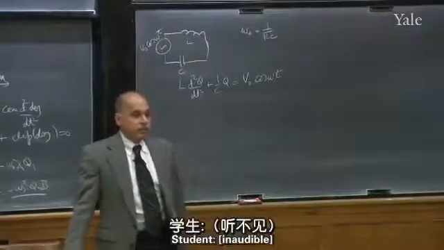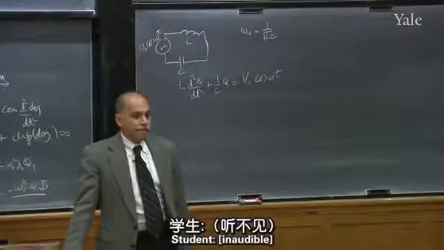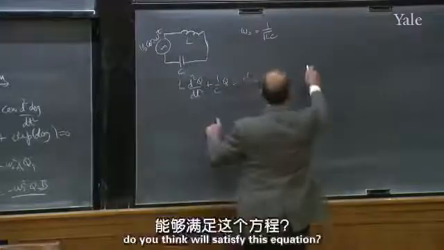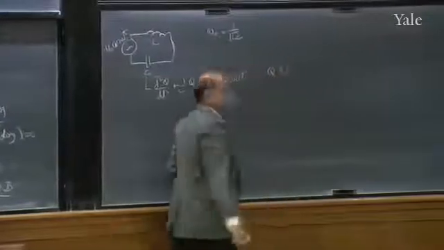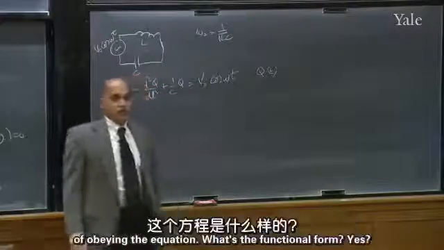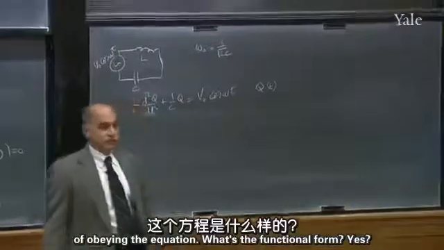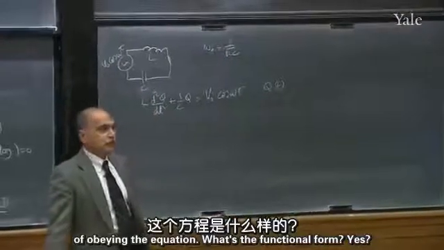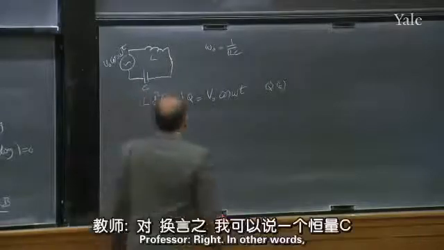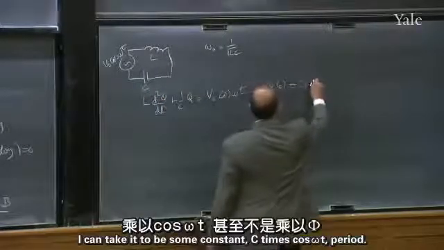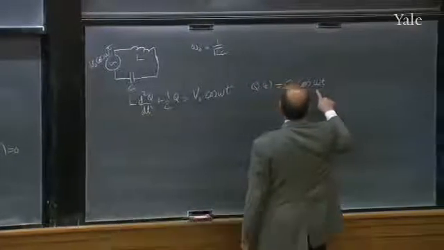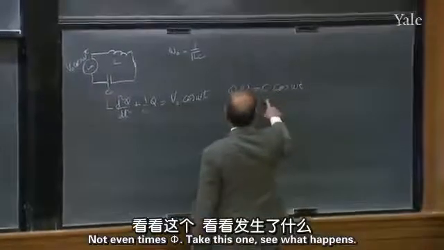Yes? Like a driven harmonic oscillator? No. What function q of t do you think will satisfy this equation? I'm asking for a function of time which, when I put it into this, has some chance of obeying the equation. What's the functional form? Yep. Cosine times a constant. Right. In other words, I can take it to be some constant, c times cosine omega t, not even times phi.